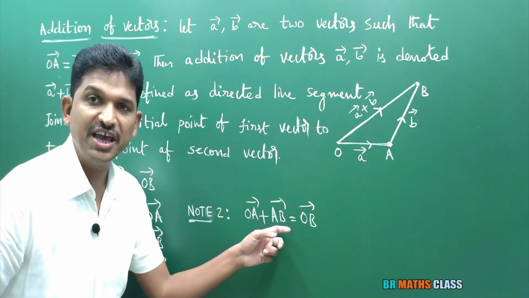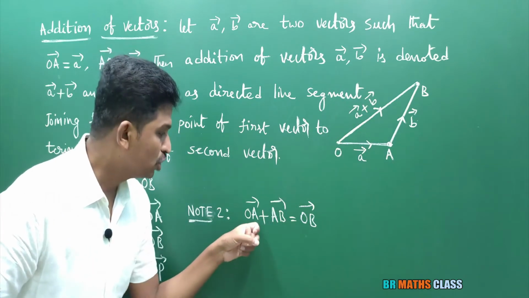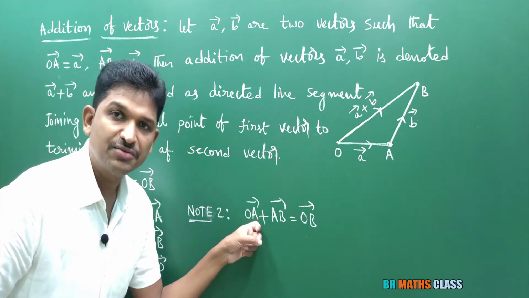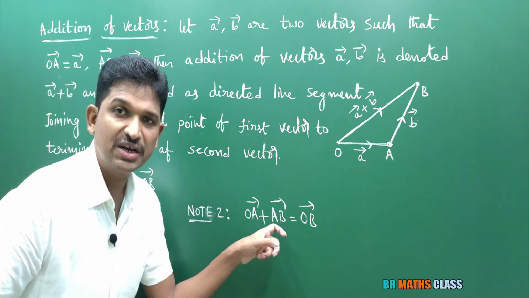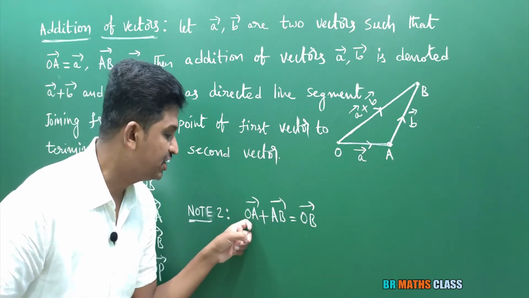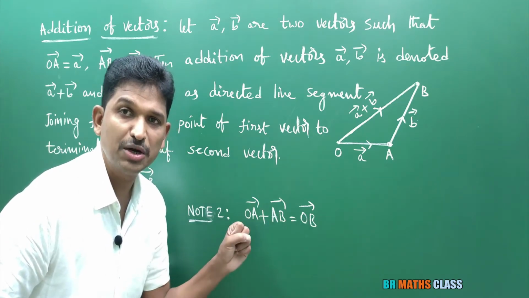Second note point. From addition of vectors, you learn this point. OA bar plus AB bar is OB bar. If you observe here, the terminal point of the first vector and the initial point of the second vector are the same. Then the addition of these two vectors is the directed line segment joining the initial point of the first vector to the terminal point of the second vector. That is nothing but OB bar.